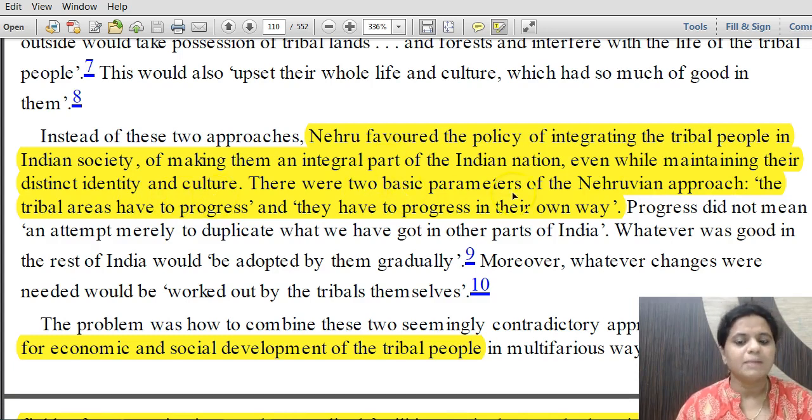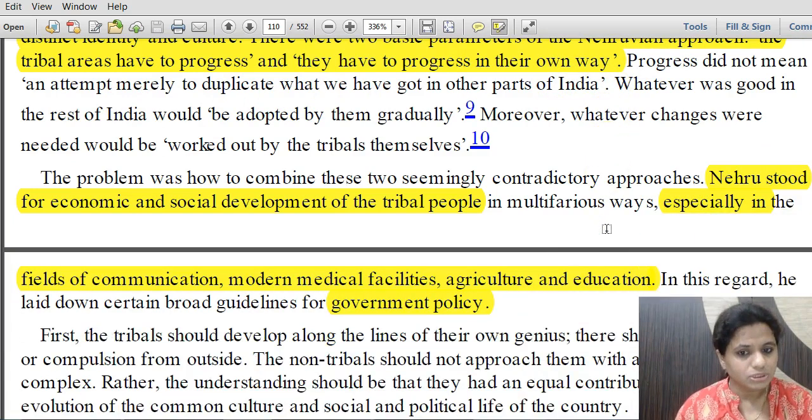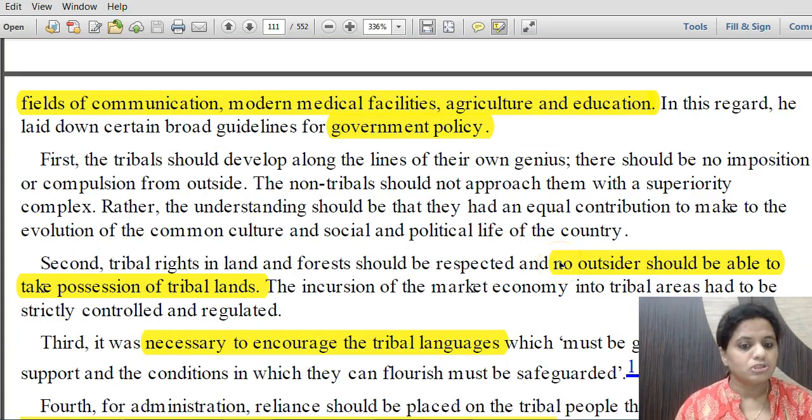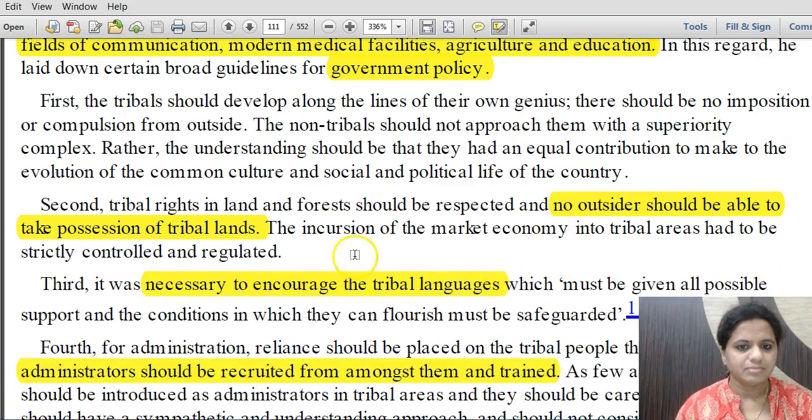So there were two basic parameters of the Nehruvian approach on tribal policy, that the tribal areas have to progress and they have to progress in their own way. So Nehru stood for economic and social development of the tribal people, especially in the fields of communication, modern medical facilities, agriculture, education. In this regard, he laid down certain broad guidelines for government policy for tribals. But also tribals' right to land and forest should be respected, and it was said no outsider should be able to take possession of tribal lands. So this was the government policy, that they should develop at their own pace and no outsider should take possession.